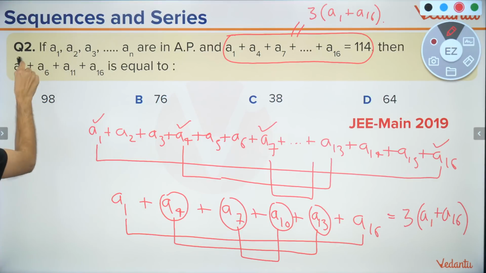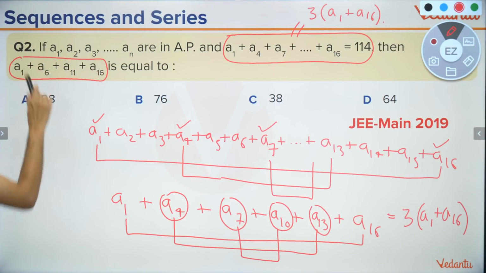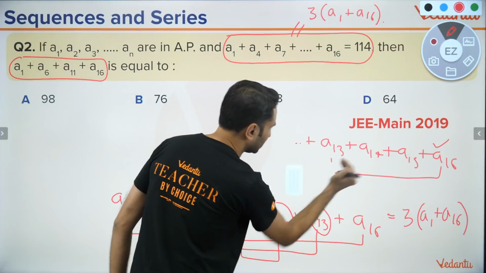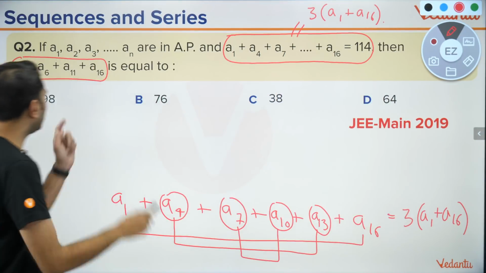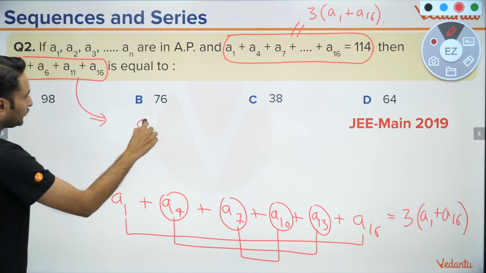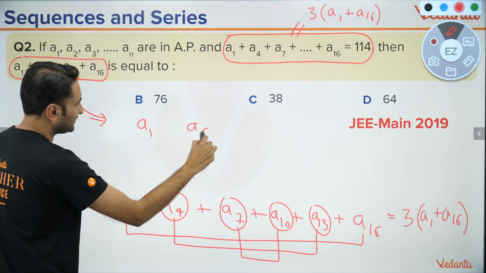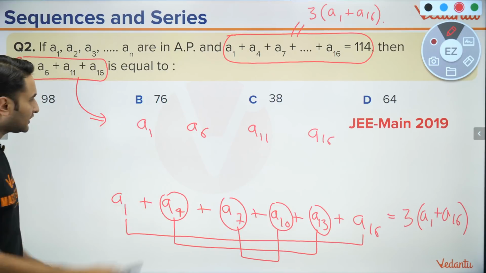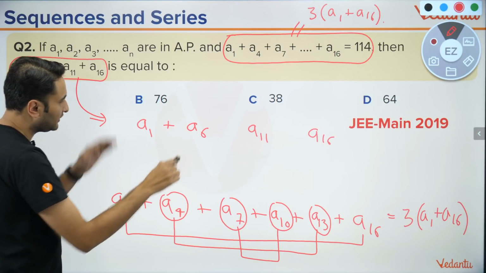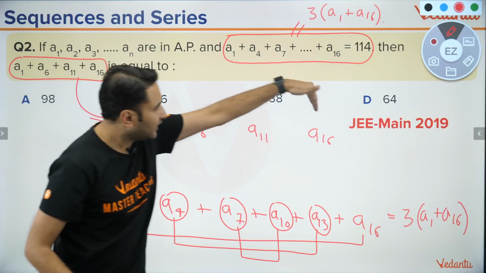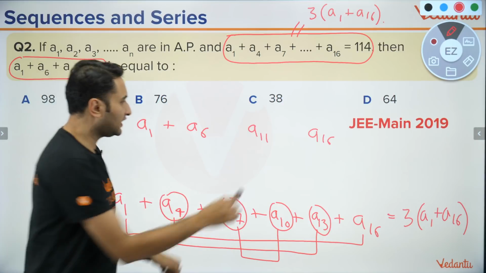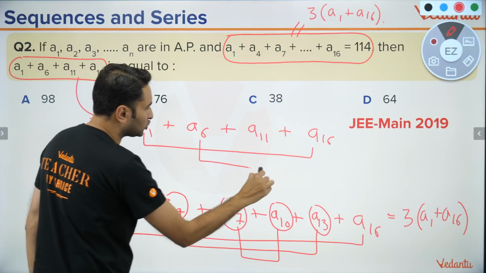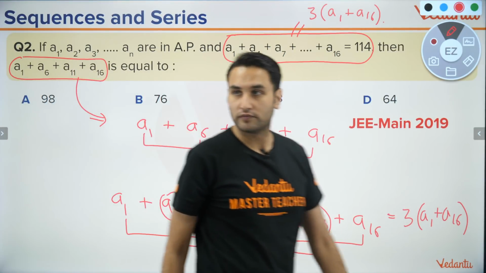Now the question is A1 plus A6 plus A11 plus A16. अब ये क्या बोल रहा है? Now look at this very carefully. एक लाइन में आंसर आ जाएगा. Answer will come in one line. What do you require? This. A1, A6, A11, A16. These are equidistant terms. This is 5 ahead. A1 से 5 ahead is A6 and A16 से 5 behind is A11. So similarly, symmetrically, these two and these two will have equal value, right?